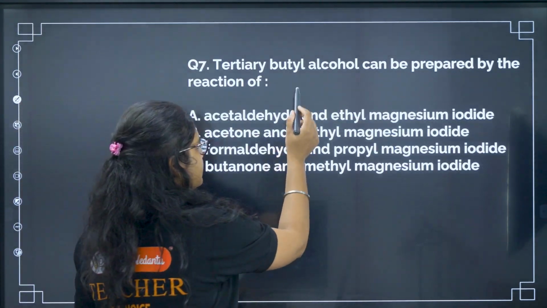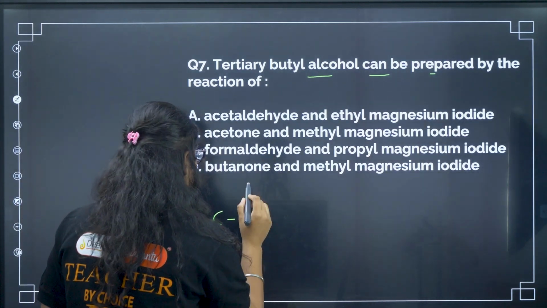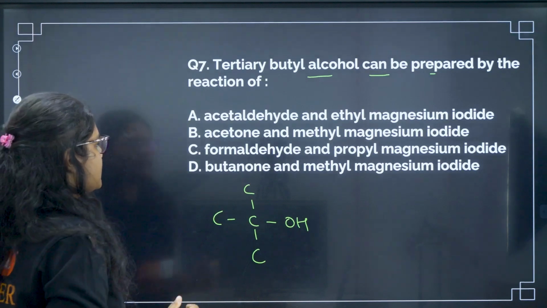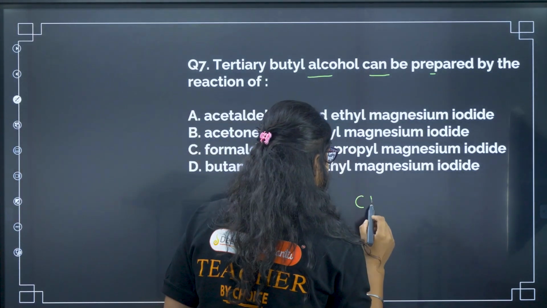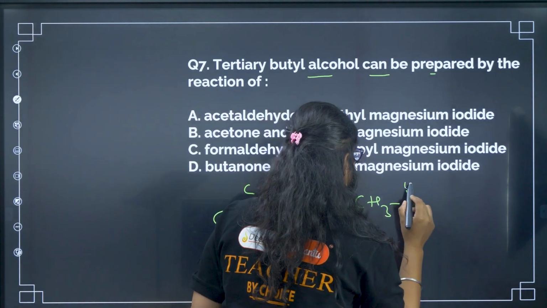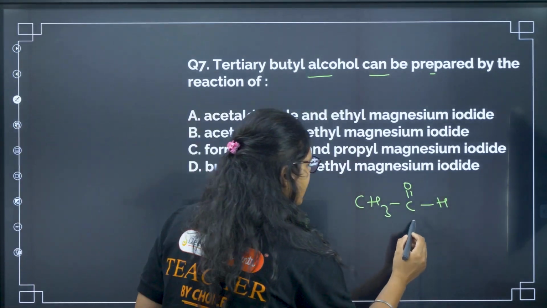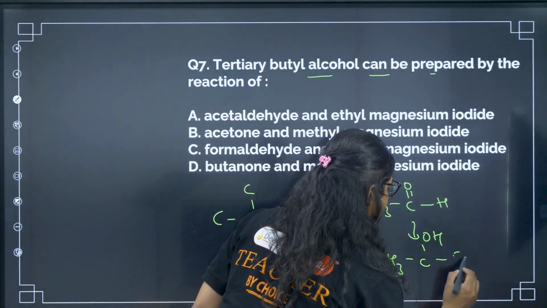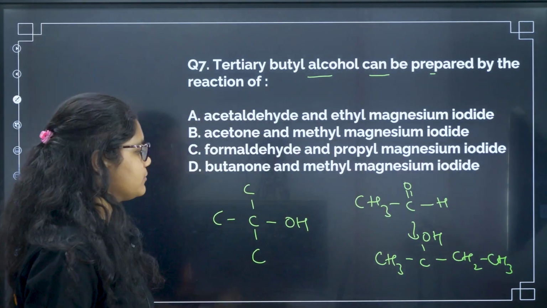Next, tertiary butyl alcohol can be prepared by the reaction of. So we have this one, tertiary butyl alcohol. Okay, we have to prepare this one. So acetaldehyde with ethyl magnesium iodide. So acetaldehyde is this one, right? And now if we treat it with ethyl magnesium iodide, we will get CH3, CHOH and CH2, CH3, right? So this is a secondary one, right? This cannot be the answer.